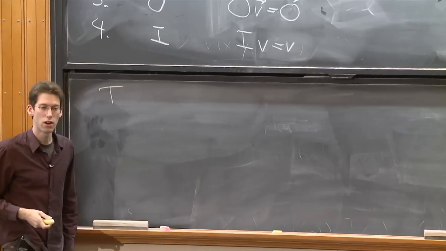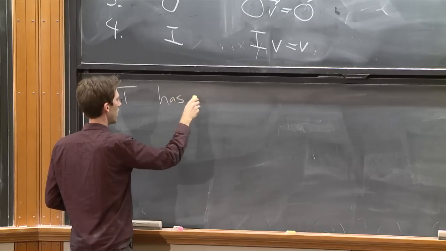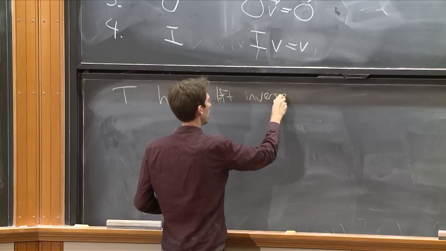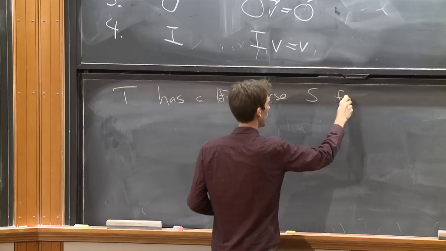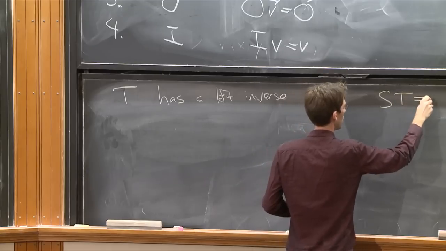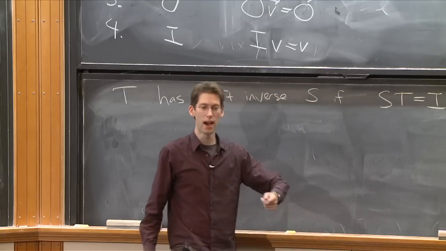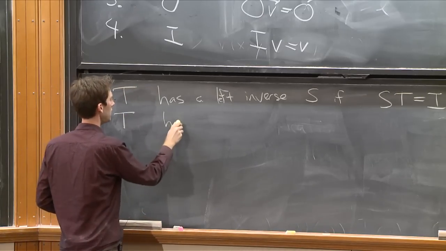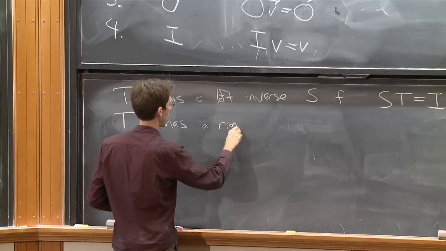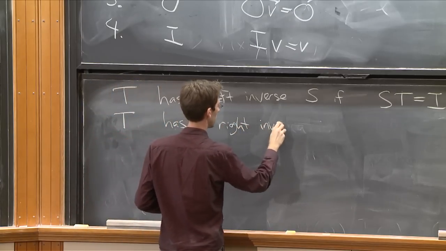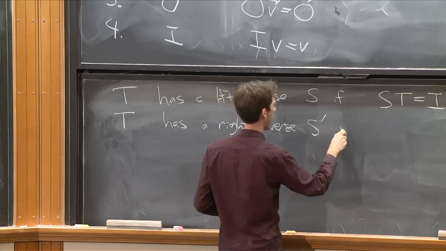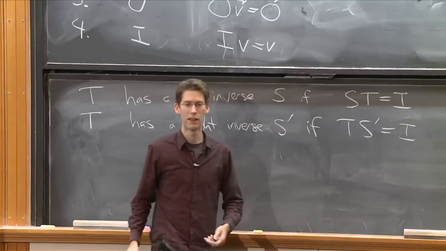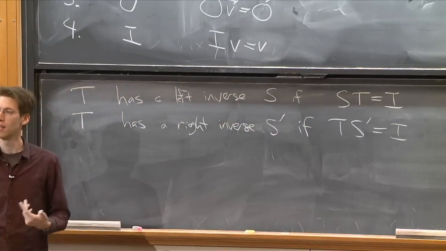So we say that a linear operator T has a left inverse S if multiplying T on the left by S will give you the identity. And T has a right inverse S prime. You can guess what will happen here: if multiplying T on the right by S prime gives you identity.